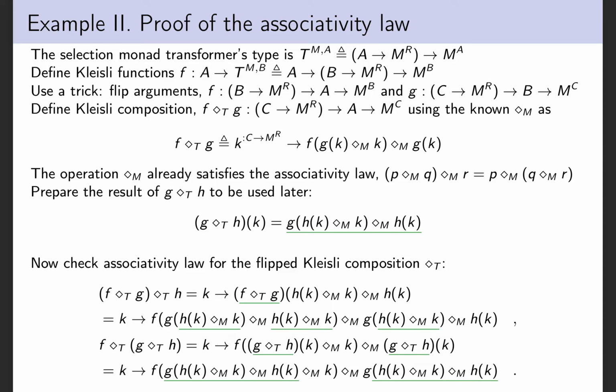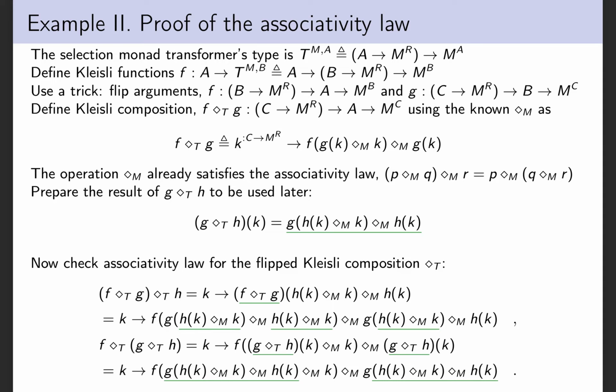So you begin with a function k, which is C to MR. You apply G to it, you get B to MC. Now, B to MC and C to MR can be combined using the Kleisli. You get B to MR. B to MR is this. Now, this is going to be an argument of F. You get A to MB, and you already had B to MC, so you're done. So this is the result.